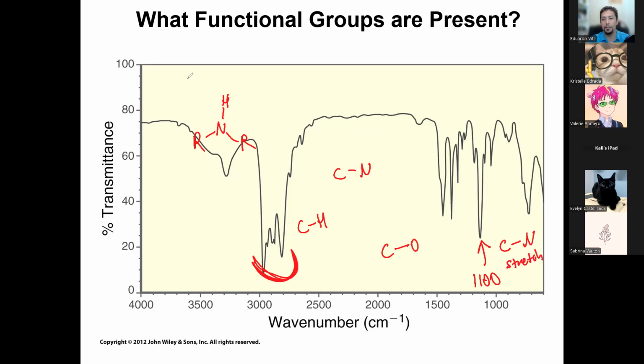And I can make that claim because I know that I have a secondary amine, which has two carbon-nitrogen bonds. And if you have one, you must have the other. It's a very strong signal, kind of looks like a carbonyl, but it is at a significantly lower wave number.